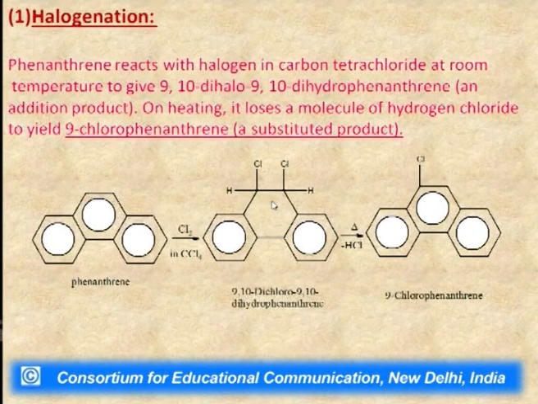This is the 9,10-dichloro-9,10-dihydrophenanthrene, which on heating will lose one hydrogen chloride, and we will get only one chlorine at position number 9. The final product we are getting is the substituted product. So it is a substitution reaction.